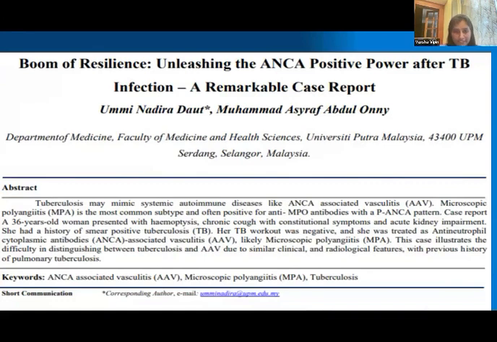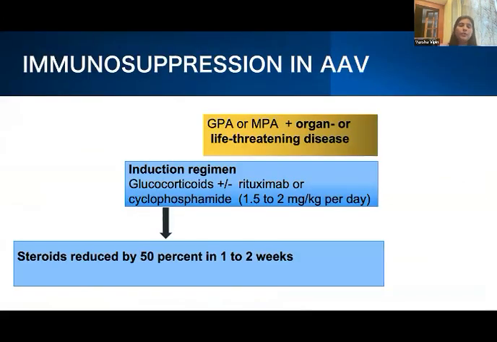There are various reports of ANCA-positive vasculitis being unleashed after tuberculosis infection, and even vice versa, because of dysregulated immunity. As we know, in immunosuppression in AAV, whenever there is an organ-threatening or life-threatening illness, glucocorticoids along with rituximab or cyclophosphamide may be used. Whenever oral cyclophosphamide is used, as we have done in this case, we should use a dose of around 1.5 to 2 mg per kg per day, as we have done in this patient. Steroids should be gradually tapered to around 50% by the end of 1 to 2 weeks.